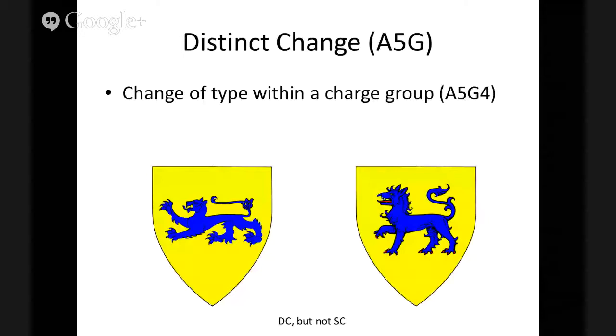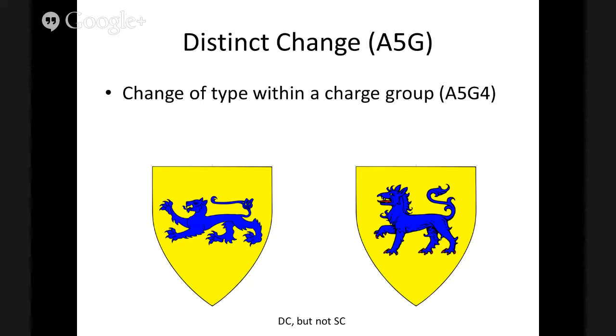Well, yeah. So a tiger is not a cat, so it's not the same. But it's also not so different that it gets a substantial change, and that's just by precedent. So there is a distinct change between a lion and a tiger, but not a substantial change. When I was preparing this, I went looking for what charges get a DC but not an SC. There's not a lot. This is one of them. And they're both passant. Very differently drawn passants, but both passant.